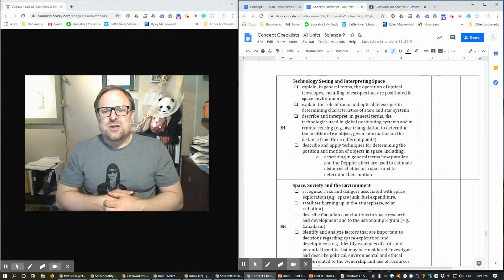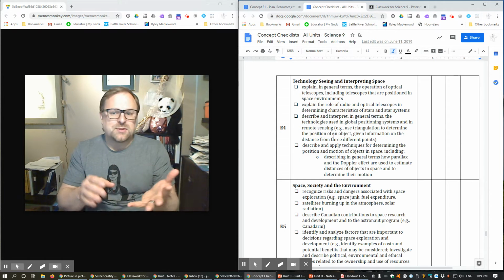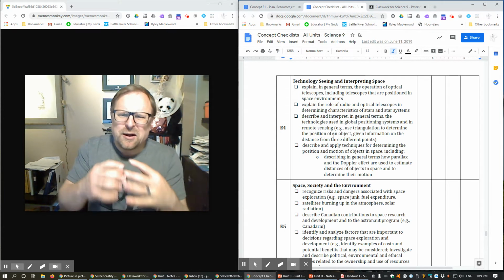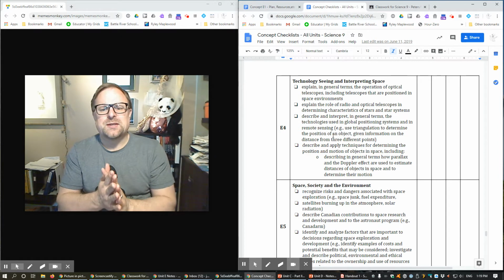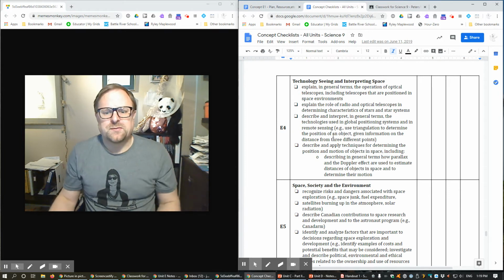E4 is going to look at technology related to seeing and interpreting space. If you think about that, that's obviously going to use telescopes, those kinds of things, but we'll dig a little bit deeper into other kinds of ways that we see into space and how we interpret what's going on out in space with these bits of technology.